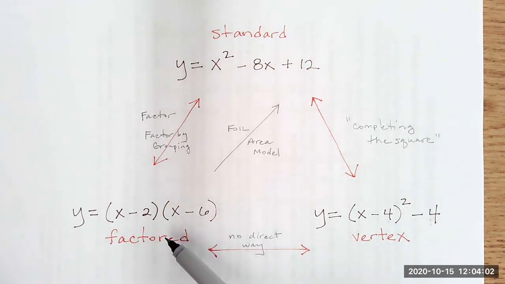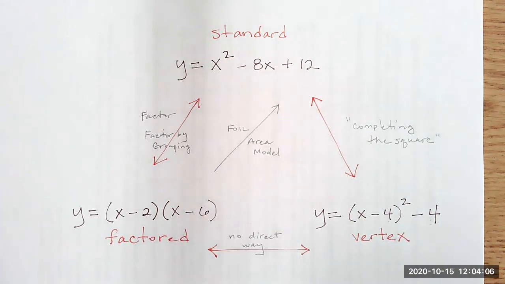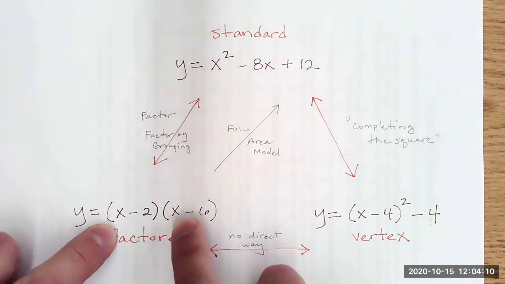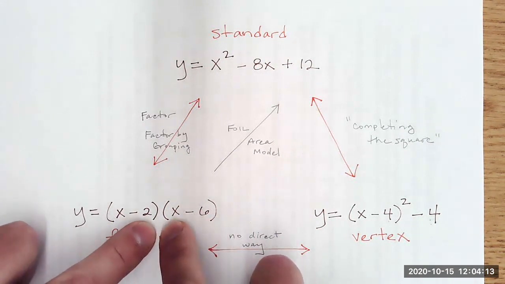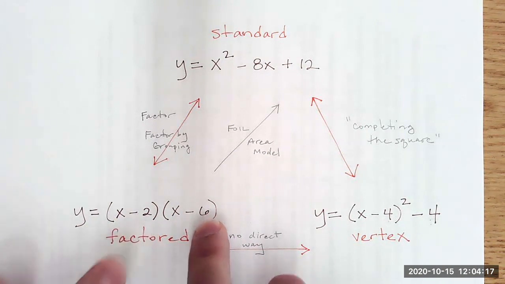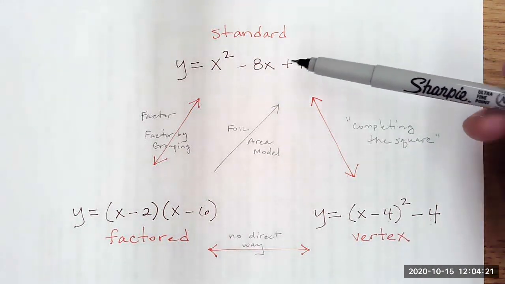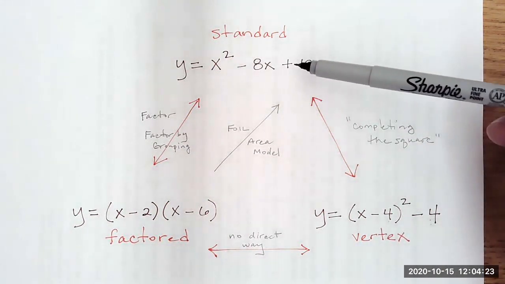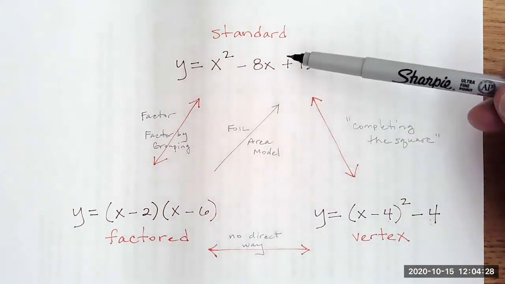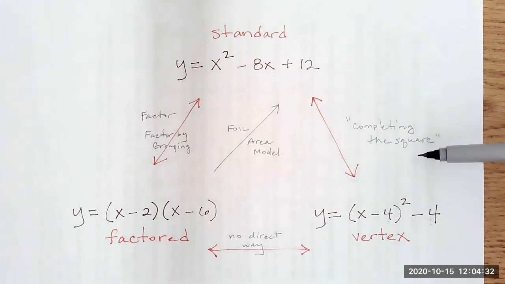Factored form can be written in standard form by using the FOIL method. If you recall, the product of the first terms, outside terms, inside terms, and the last terms. The sum of those four simplified would give you x squared minus 8x plus 12. From there, you can go to the vertex form by completing the square.